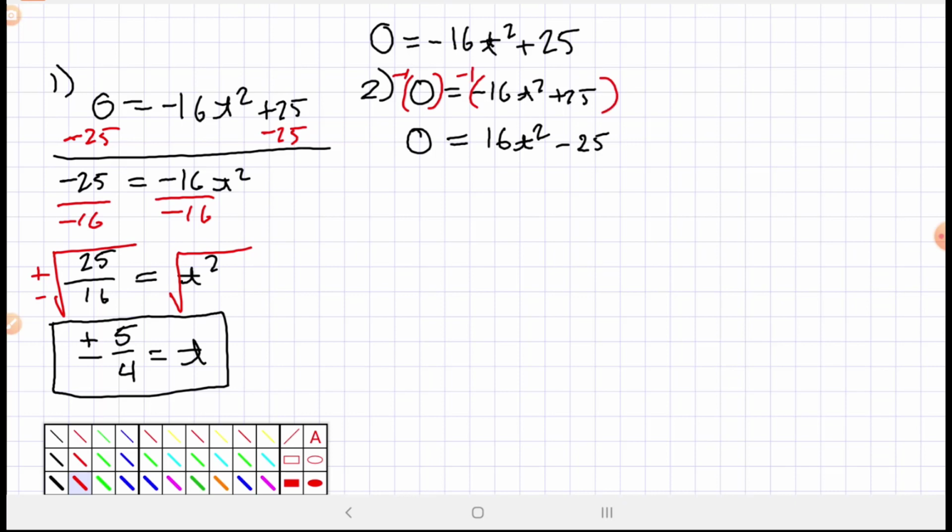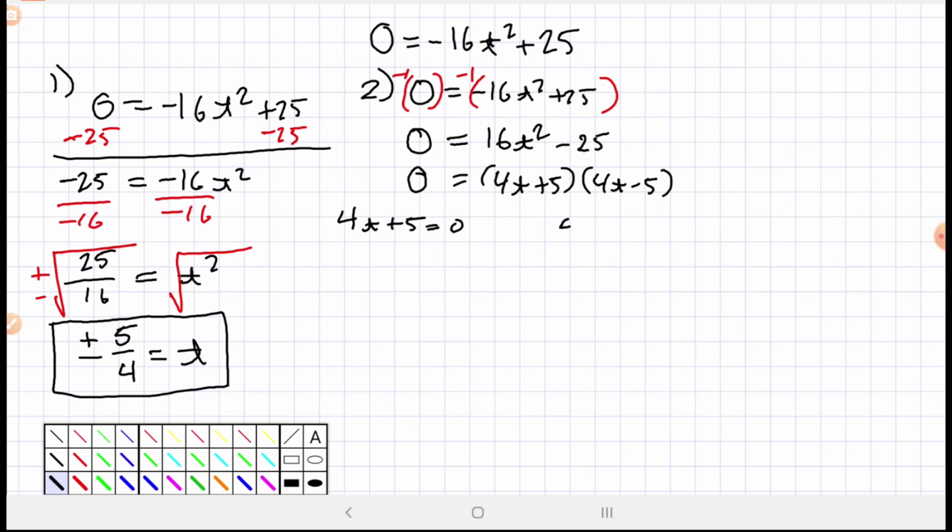Now the reason I did that was because this is a perfect little difference of squares problem, and you can factor this problem right now. So how does this factor out? Well, you should remember this one. This is 4t plus 5 and 4t minus 5. And we can use the zero product property. The zero product property says we can set both factors equal to 0 and solve these problems.